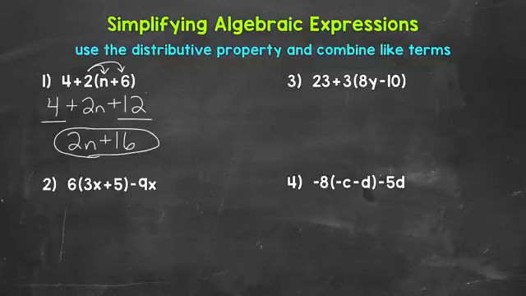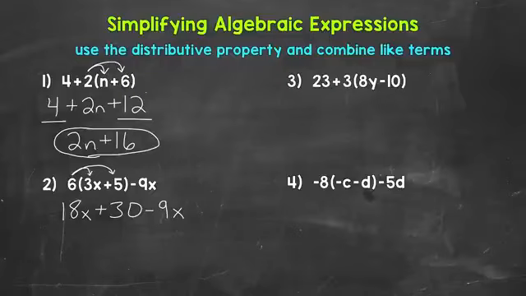Let's move on to number 2, where we have 6, and then in parentheses, 3x plus 5, and parentheses, minus 9x. Let's start by using the distributive property to remove the parentheses. So let's distribute this 6 to the 3x and to the 5. 6 times 3x gives us 18x, and then 6 times 5 gives us a positive 30, so plus 30. Then we have minus 9x, so a negative 9x.